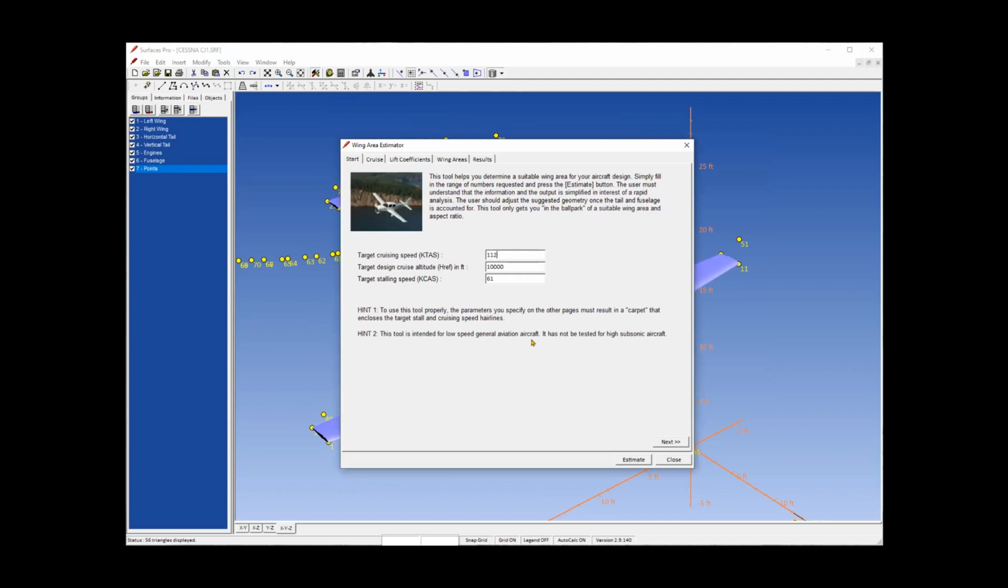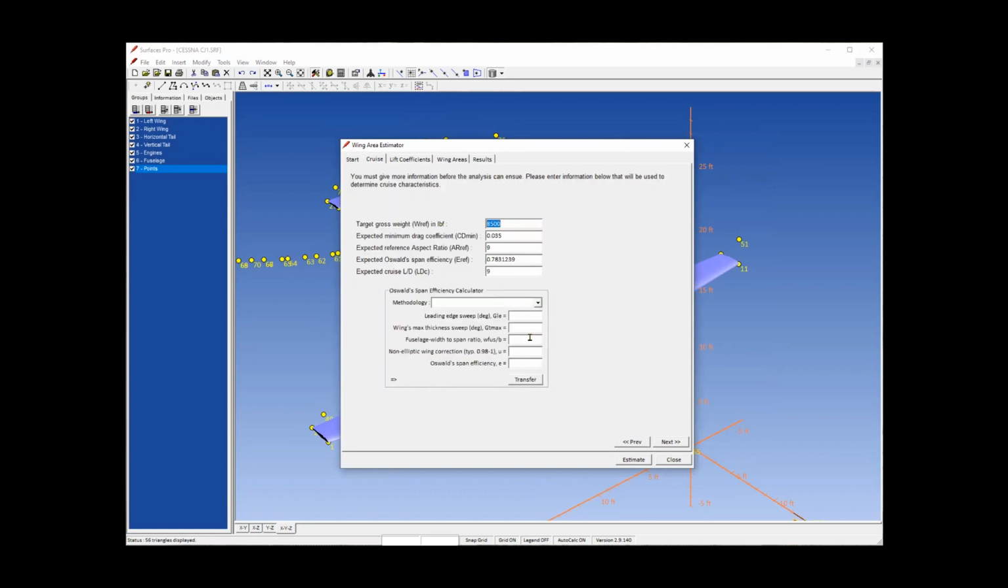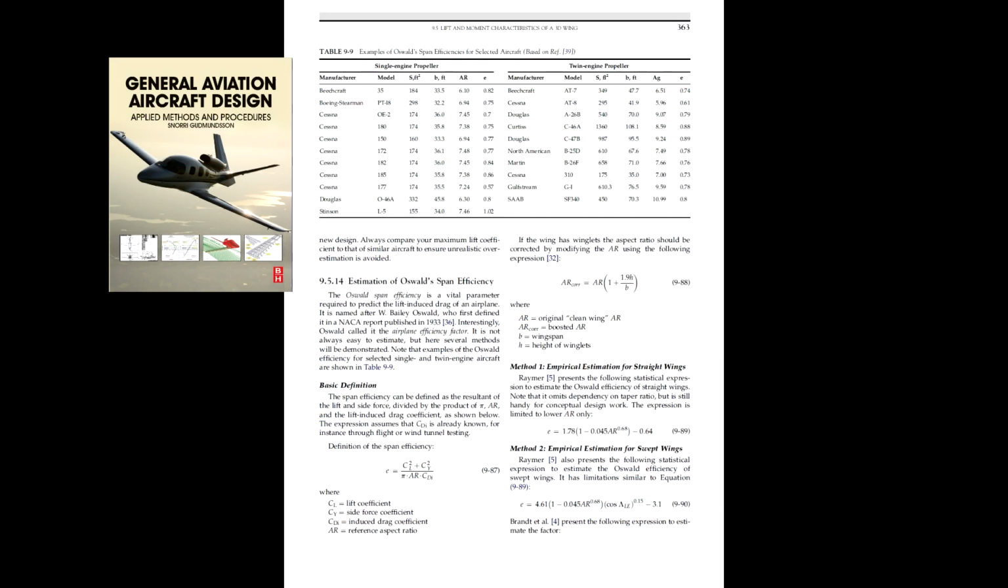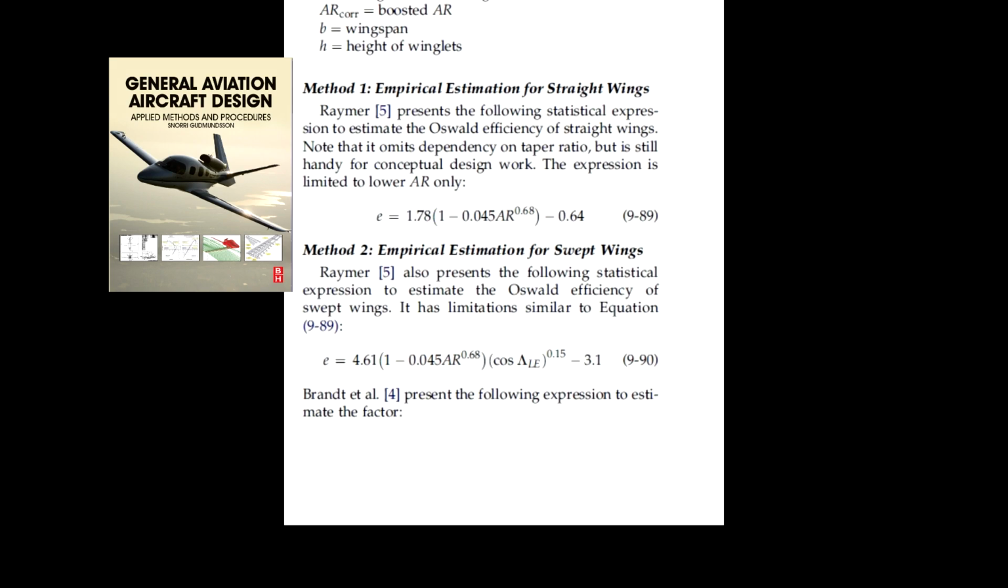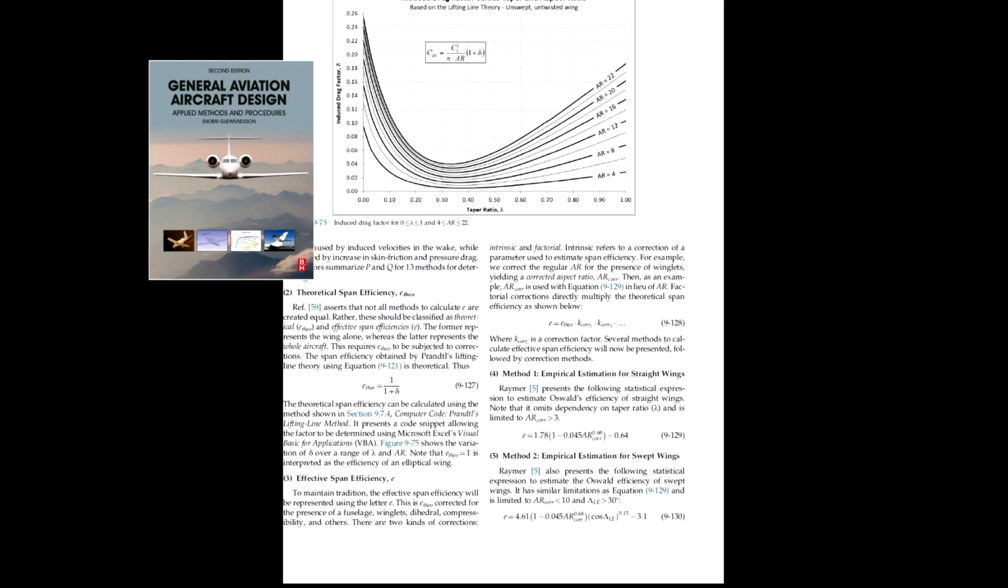Imagine we're designing an LSA to cruise at 112 KTAS at 8,000 feet while meeting the 45 KCAS stall limit. The target gross weight is 1,320 pounds, and assume that we expect a clean minimum drag coefficient of 320 drag counts. Aspect ratio is 8.5, and let's estimate the nacelles efficiency using equation 9-89 in the first edition of my book, or equation 9-129 in the second edition.